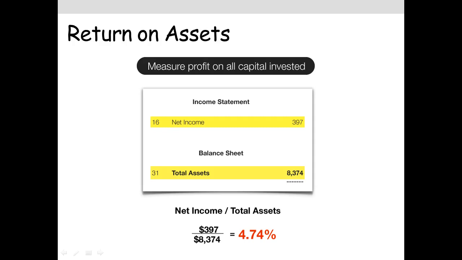Net income divided by total assets is equal to 4.74. The return on equity is impacted by the debt to equity ratio, which is specific to the company. The return on assets ratio eliminates the impact of the source of financing, regardless of whether it is debt or equity, and measures management efficiency. That is why it is good to look at both ratios when comparing companies.